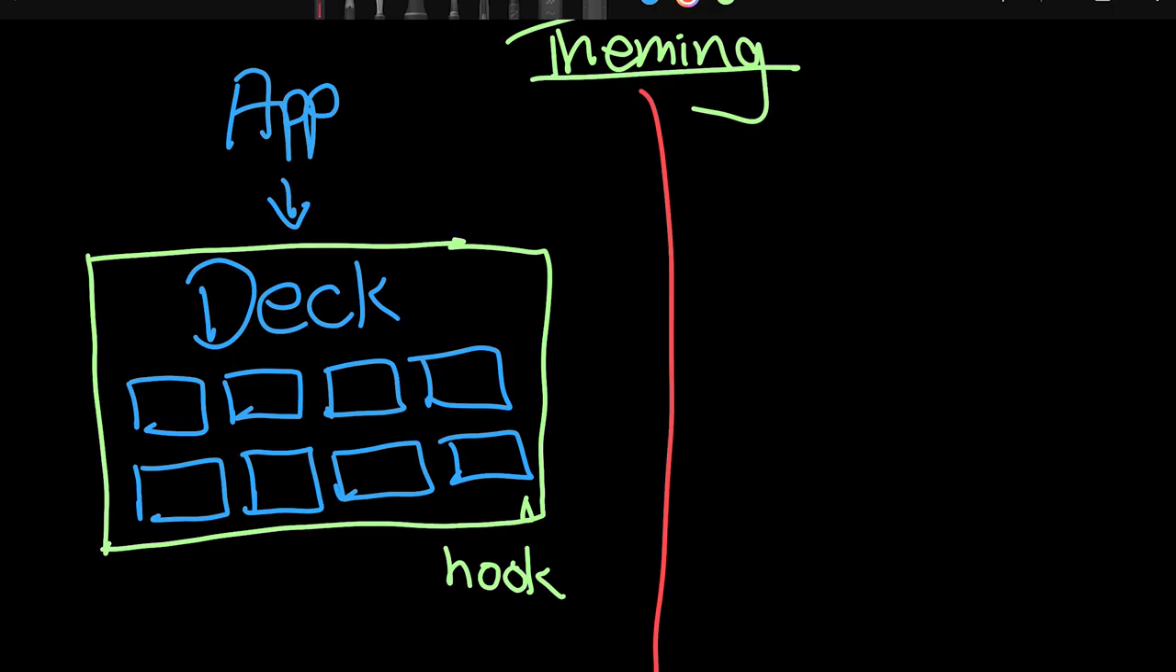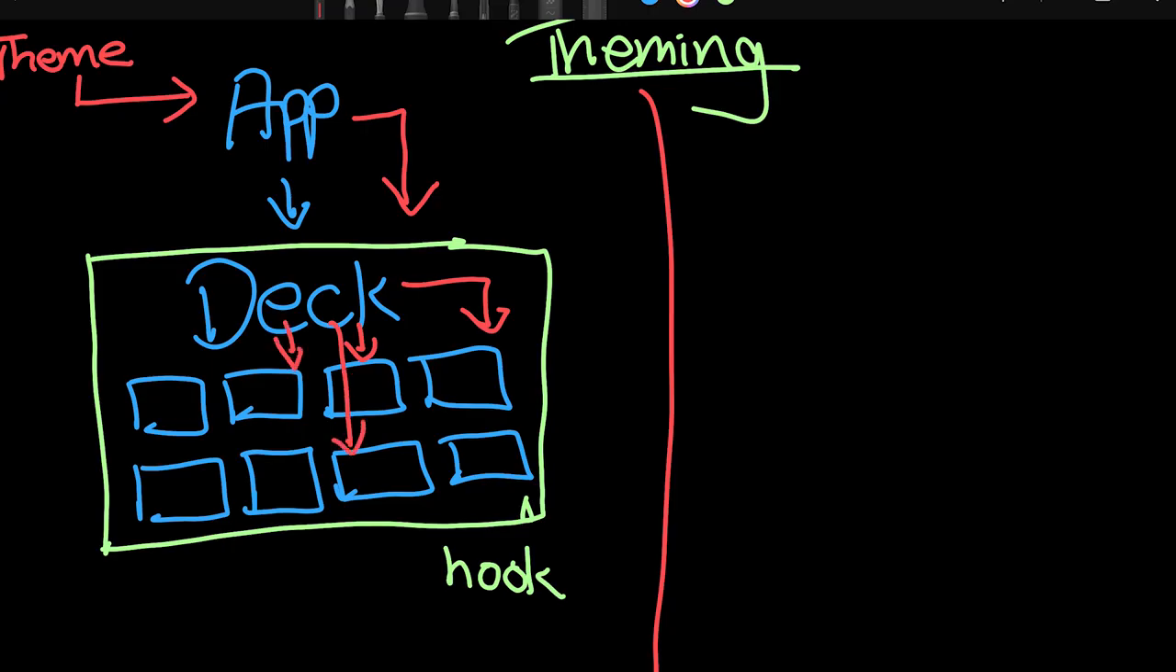Now, for example, if you want a theme, it would be at the top right here. This theme would be provided to the application. The application would in turn have to provide the theme to the deck, and the deck would in turn have to manually provide this theme to every single one of its cards, like so. And the way it would do this is by using props.